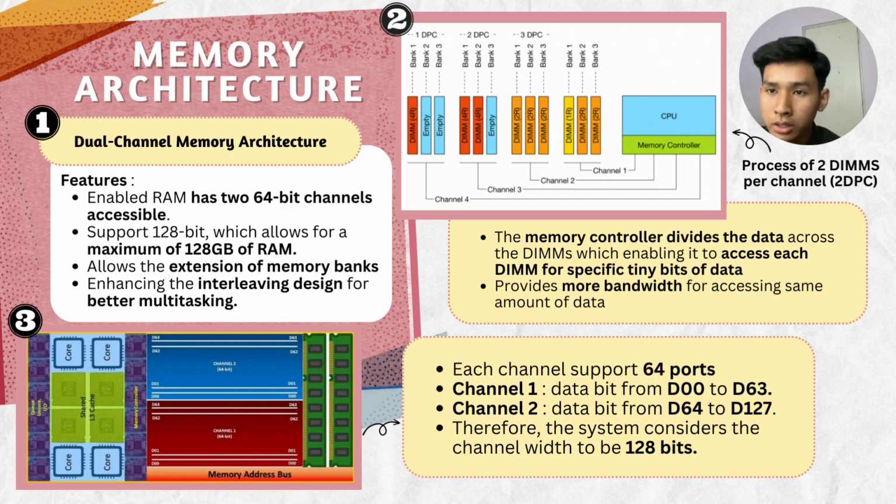If we take a look at the third diagram, each channel supports 64 ports, and channel 1 uses data bits from 0 to 63. Channel 2 uses bits 64 to 127. Therefore, the system considers the channel width to be 128 bits.